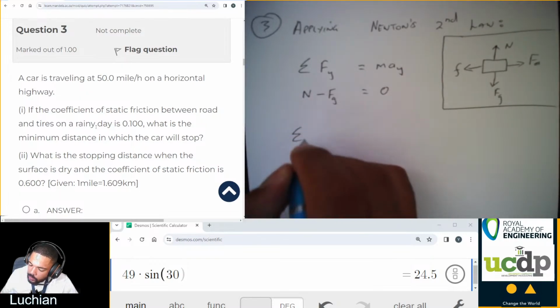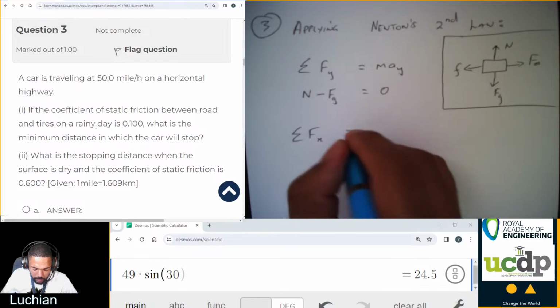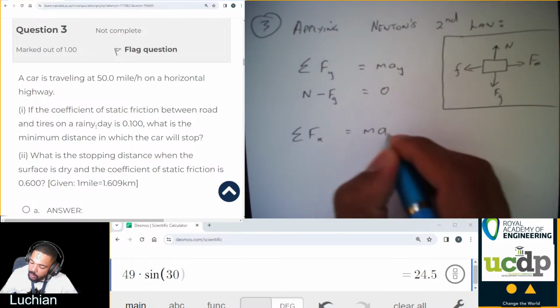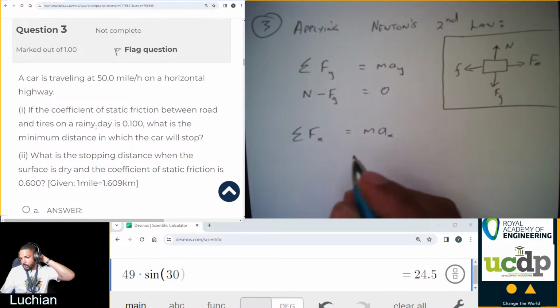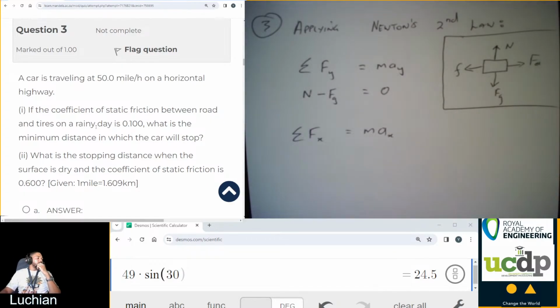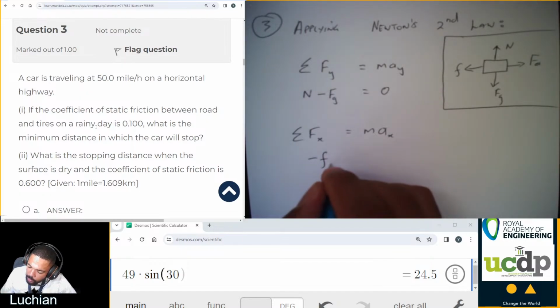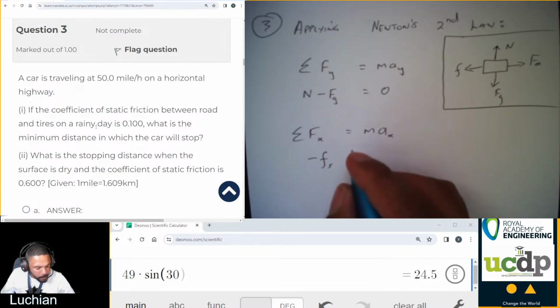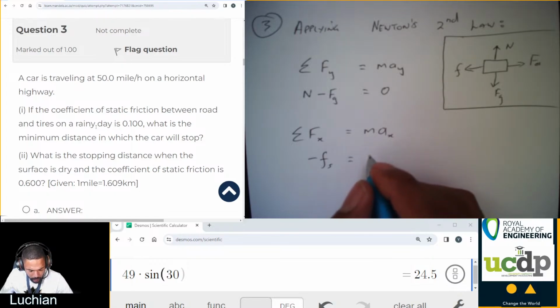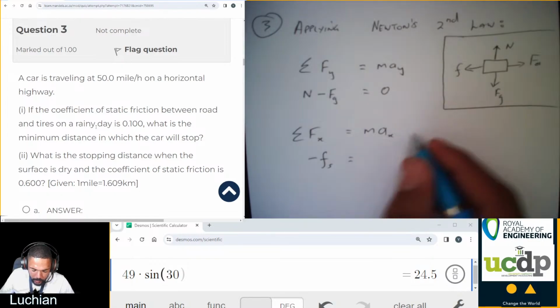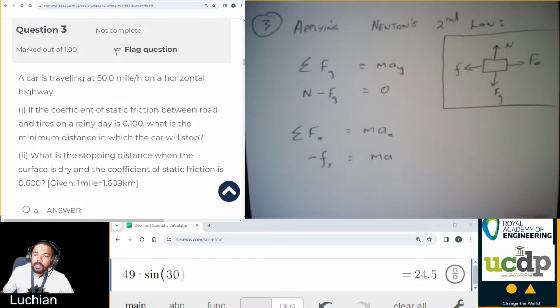Now the sum of the forces in the x direction is equal to the mass of the car times its acceleration in the x direction. Now the force acting on the car on this rainy day is the force of friction, static friction, and it's equal to the mass times the acceleration.